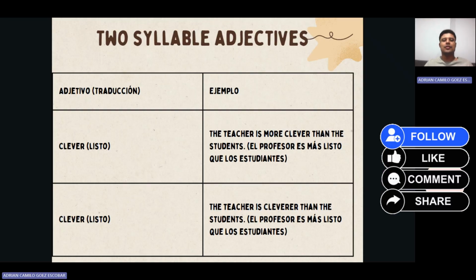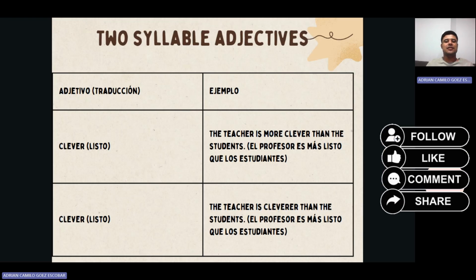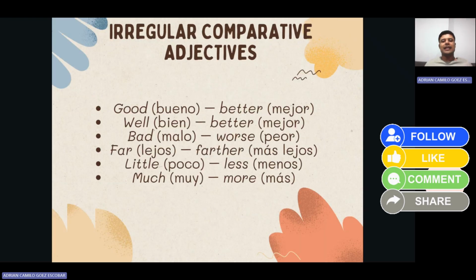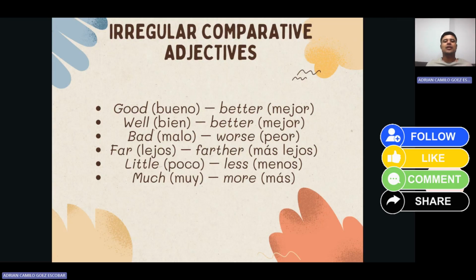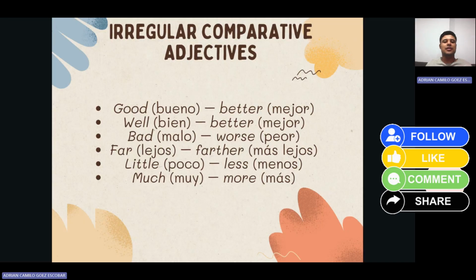Most other two-syllable adjectives follow the rule for long adjectives. "More" is placed before the adjective in its base form. This is the safest and most generally accepted form in modern English. Irregular comparative adjectives. Irregular adjectives are those that have a completely different form in the comparative degree. The comparative form cannot be deduced from the base form, so they must be memorized.